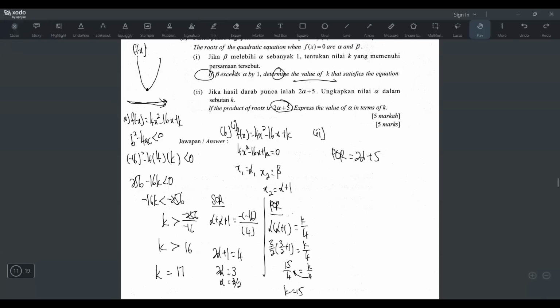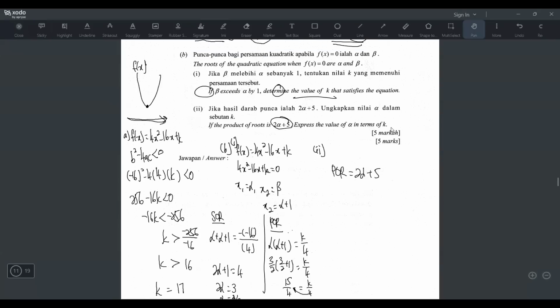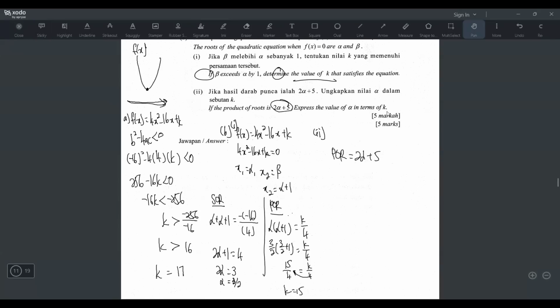Okay, I want to mention something. You cannot use the last question punya k for this question. They are not the same k, right? And also they already said express alpha in terms of k. If you masuk k inside, then later your answer tak ada k already. They want in terms of k means they don't want you to find k, right? So don't find the k.